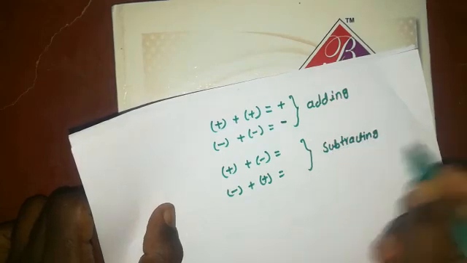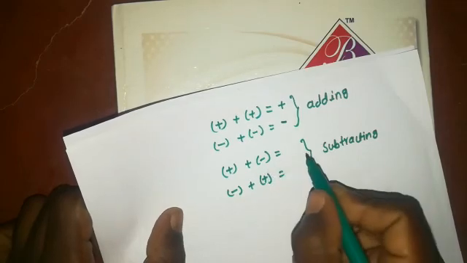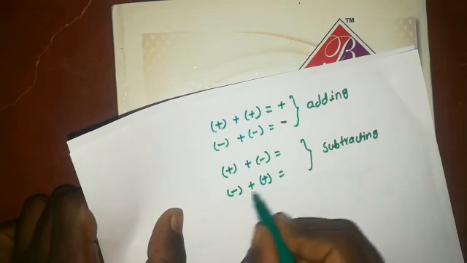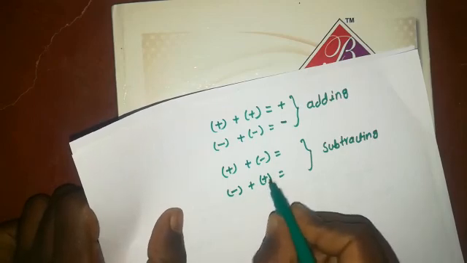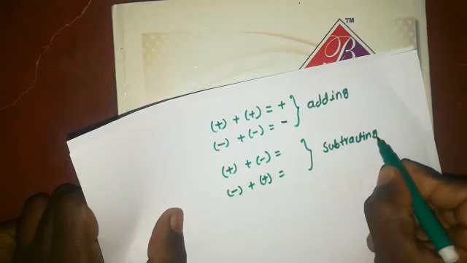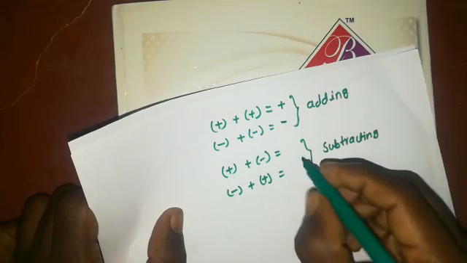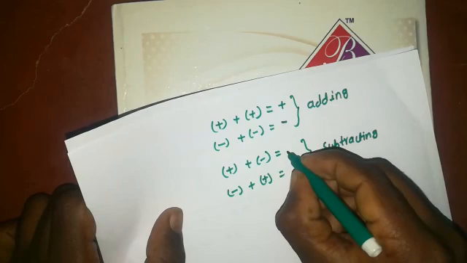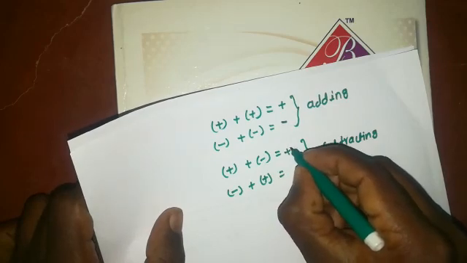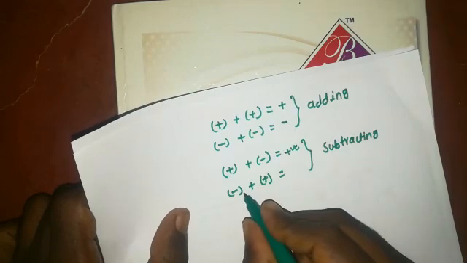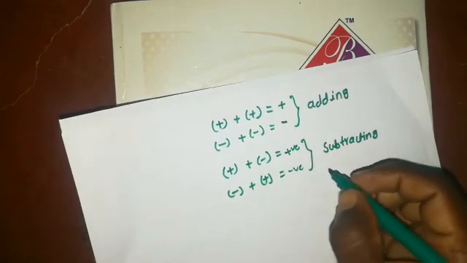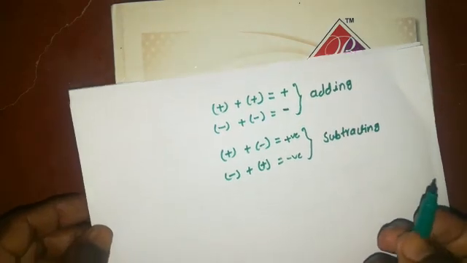If the two integers have opposite signs, one positive and the other negative, or one negative and the other positive, in both cases we have to subtract the integers, and then we put the sign of the bigger number. If the bigger number has a positive sign, then we get positive. If the bigger number has a negative sign, then we get a negative sign. Thus we add the integers.